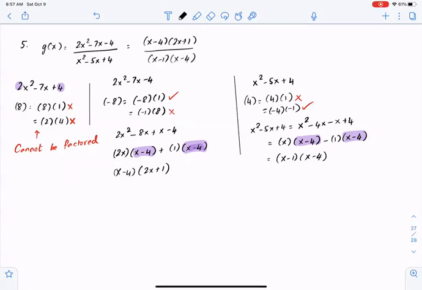Now we end up having x minus 4 times 2x plus 1 divided by x minus 4 times x minus 1. Clearly, we can cancel out x minus 4. Which will leave us with 2x plus 1 divided by x minus 1. Any questions?